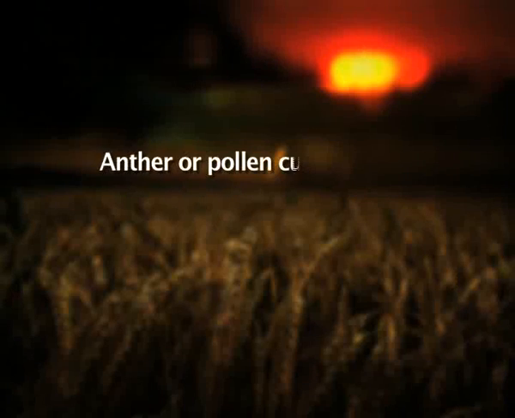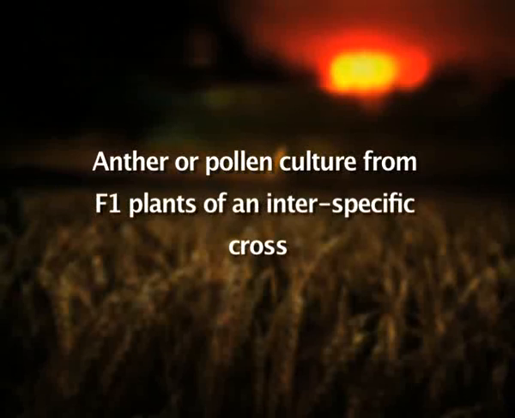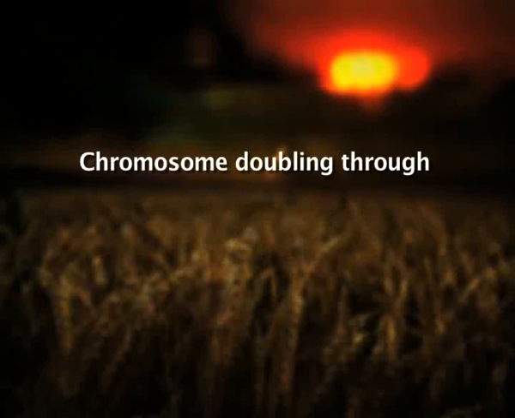Homozygous diploid lines can also be produced through anther or pollen culture from F1 plants of an interspecific cross, followed by chromosome doubling through colchicine treatment. This technique is called hybrid sorting.